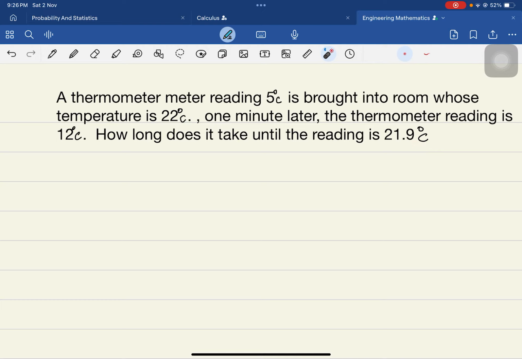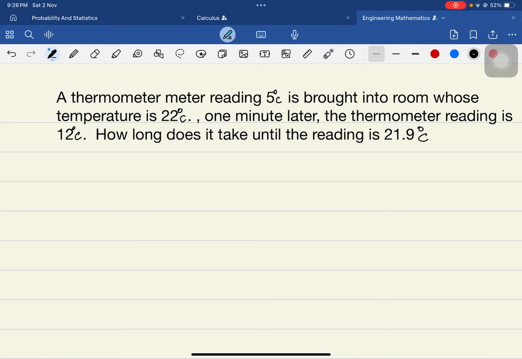So the thermometer temperature is rising. In the beginning it was 5 degrees centigrade. After 1 minute it has become 12 degrees centigrade. If this rate of change is happening, when will the reading of the thermometer be 21.9 degrees centigrade? After how many minutes does this temperature happen? This is what the question asks.